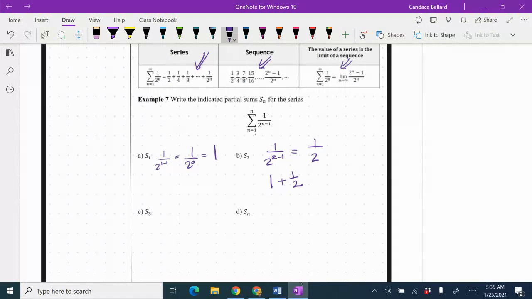So I'm going to put in the third term. So 1 over 2 to the third minus 1. 2 to the third is 8. So 2 to the 3 minus 1 would be 4, because it would be 2 squared. So the partial sums are 1 plus 1/2 plus 1/4.